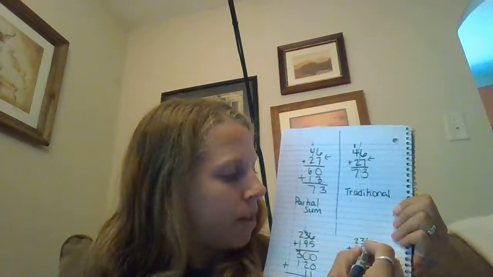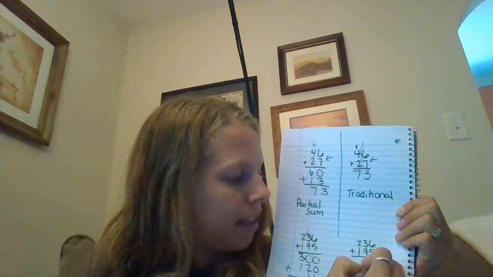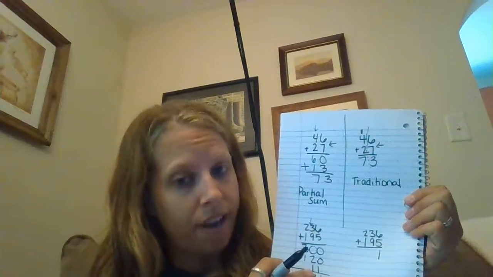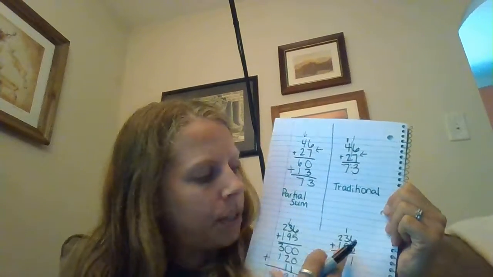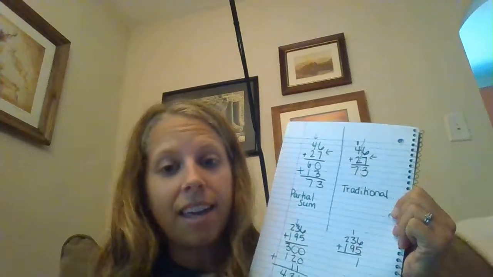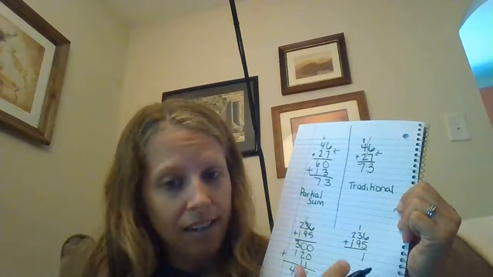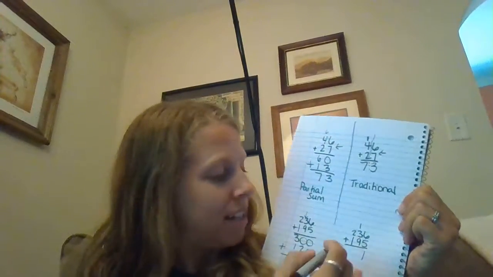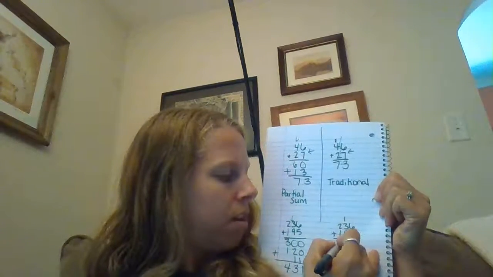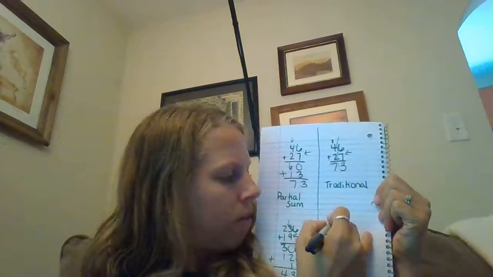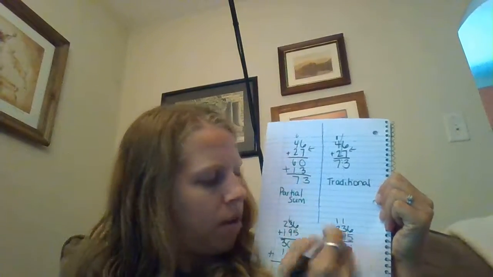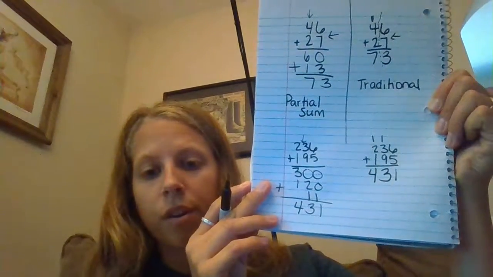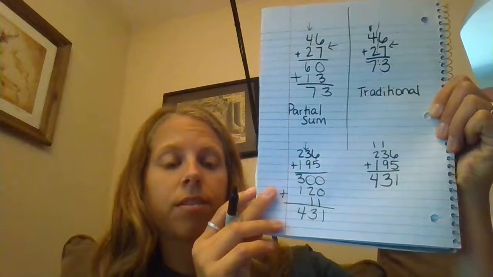So traditional, I'm going to do 6 plus 5 is 11. But again, 11 doesn't fit, so I'm going to put the 1 and carry the 10. 1 plus 3 plus 9 is 13. But again, 13 doesn't fit there. I can't put two numbers there. So I'm going to put the 3 and carry the 1. And I'm going to do 1 plus 2 plus 1 is 4. And look at that, boys and girls, 431 for both answers.